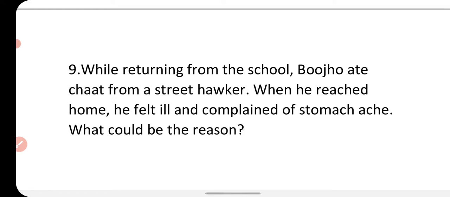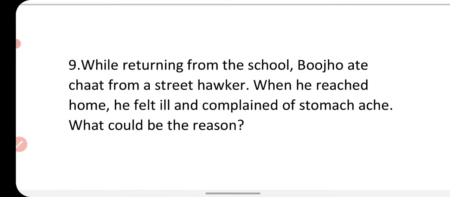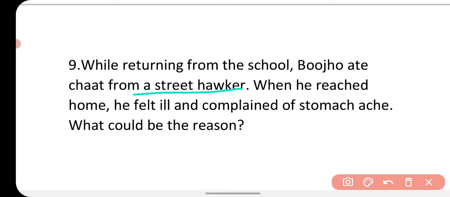Okay, there's another question. While returning from school, a child named Bujo ate chaat from a street hawker. When he reached home, he felt ill and complained of stomach ache. What could be the reason? So when he was returning from school, he ate chaat from the street hawker, and after reaching home, he felt ill and complained about the stomach ache.